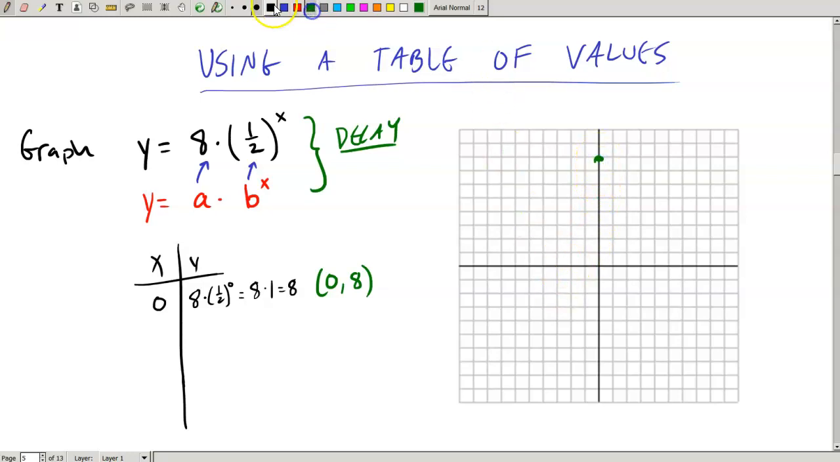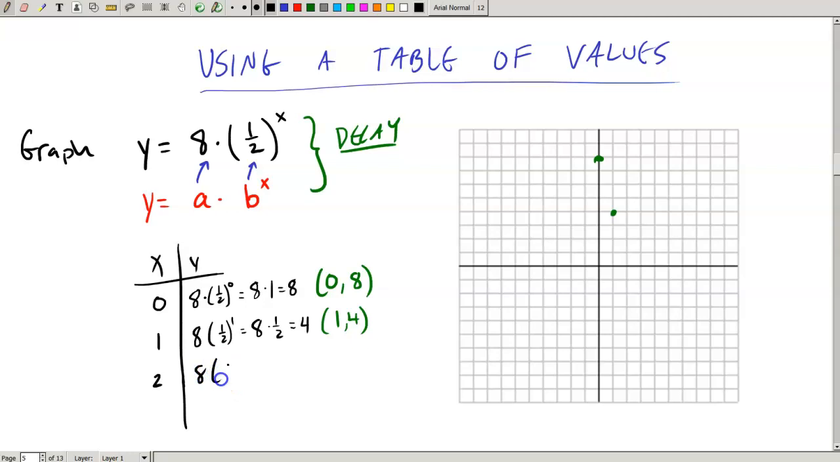And if I keep plugging in points, so let's plug in 1. Now I have 8 times, well, what's 1/2 to the 1? Well, now I'm just taking 8 and I'm multiplying by 1/2 one time, which is going to give me 4. So if I plug in 1, my outcome is 4. So 1, 4. So we have that. Go ahead and plug in 2.